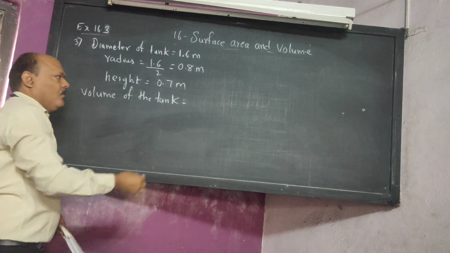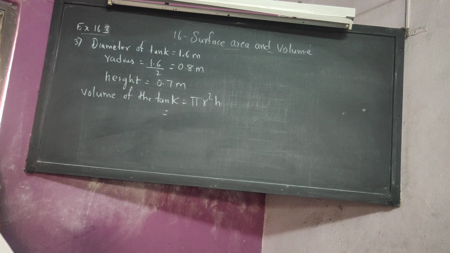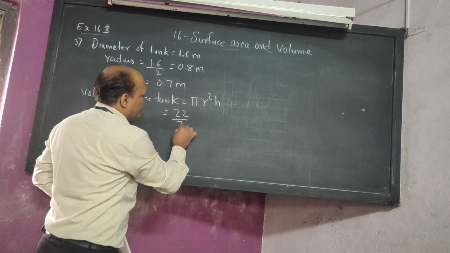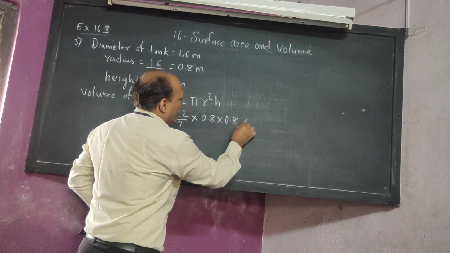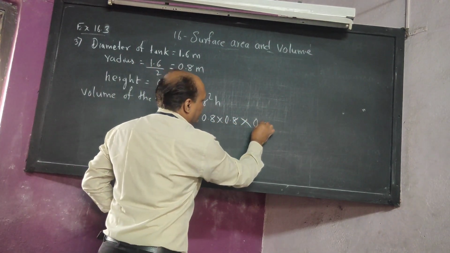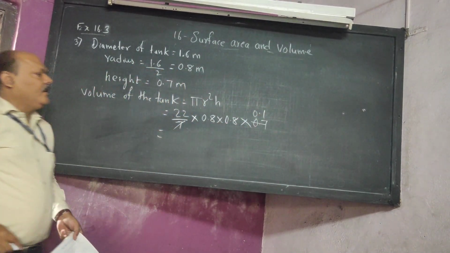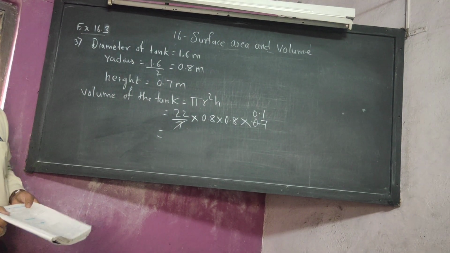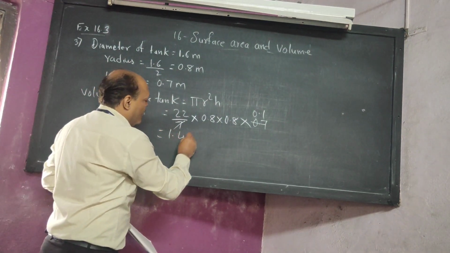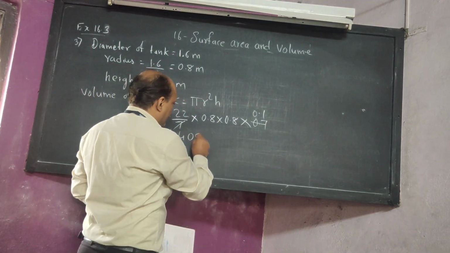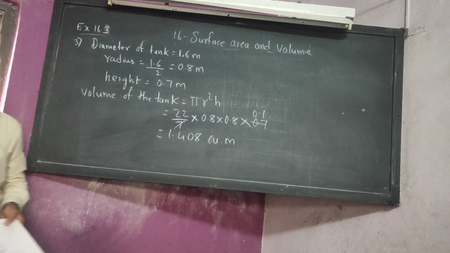The volume of a cylinder formula is pi r square h. What is the formula? Pi r square h. The value of pi is 22/7. Radius is 0.8 into 0.8 into height, given to you, 0.7. The 7 and 7 get cancelled, 0.1. Just multiply 22 into 0.8 into 0.8 into 0.1. We are going to get the answer 1.408 cubic meter, or meter cube, anything, cubic meter.